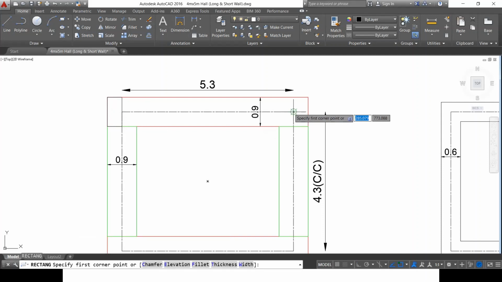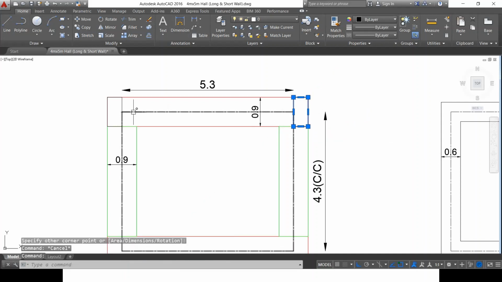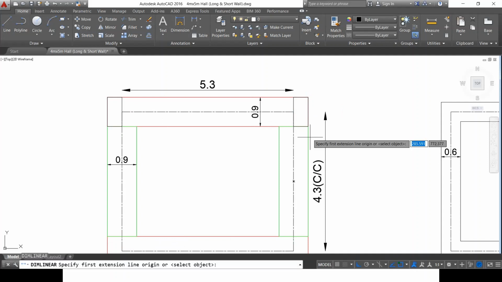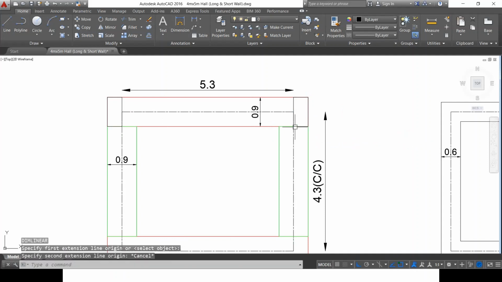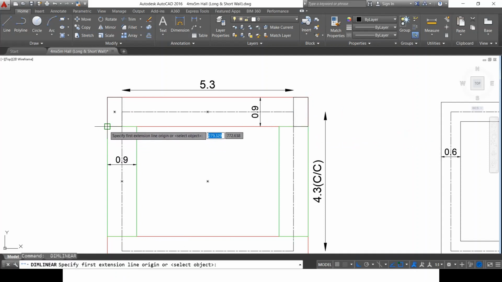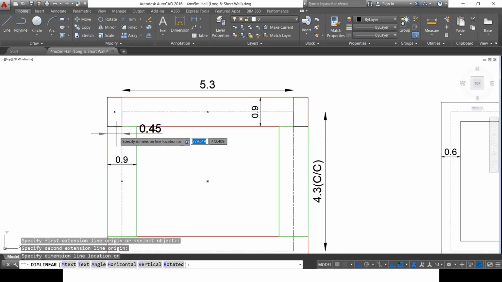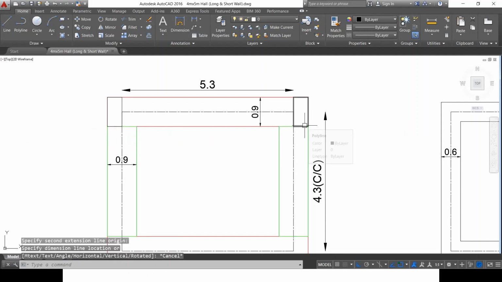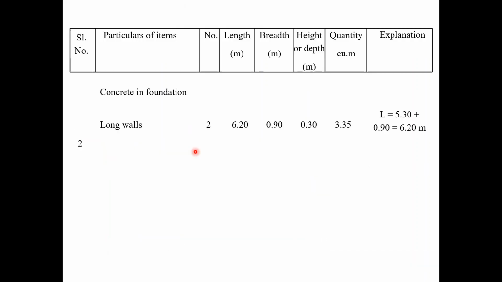Similarly, here also I have missed this portion. I need to consider this, which is nothing but half of this width. This total width is 0.9 meter. As you can see, this total width is 0.9. 0.9 divided by 2 is 0.45, and here also 0.45. So 0.45 plus 0.45 will become 0.9. So that is what is indicated here: 5.3 plus 0.45 plus 0.45, which is 0.9. So the total length is 6.2 meters.